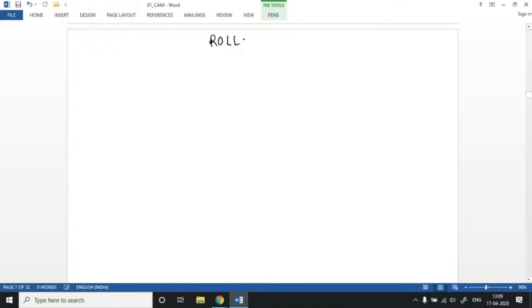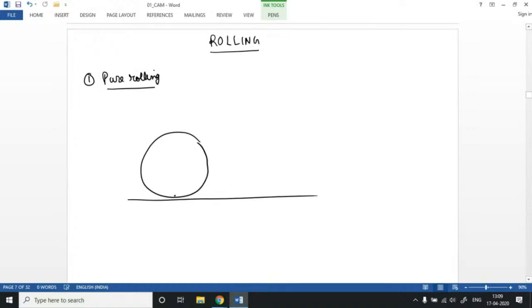Rolling. So first we will take the case of pure rolling. Say we have a round object which is rolling on the floor. Let's say this is its center.